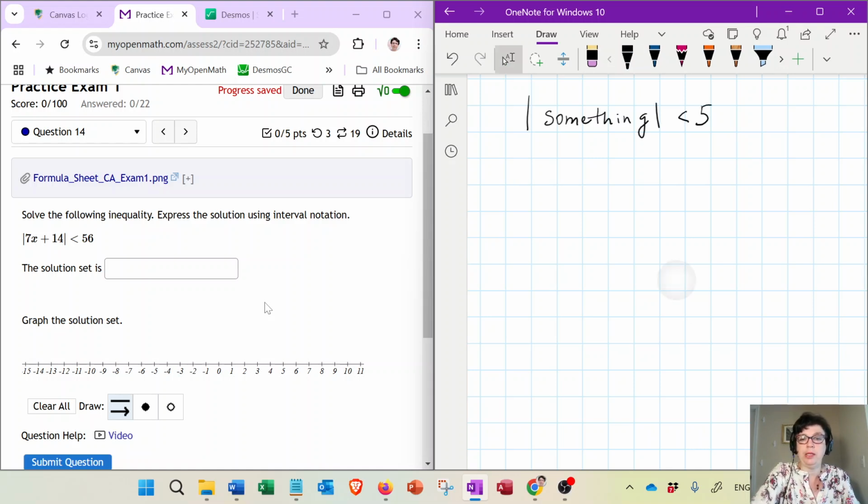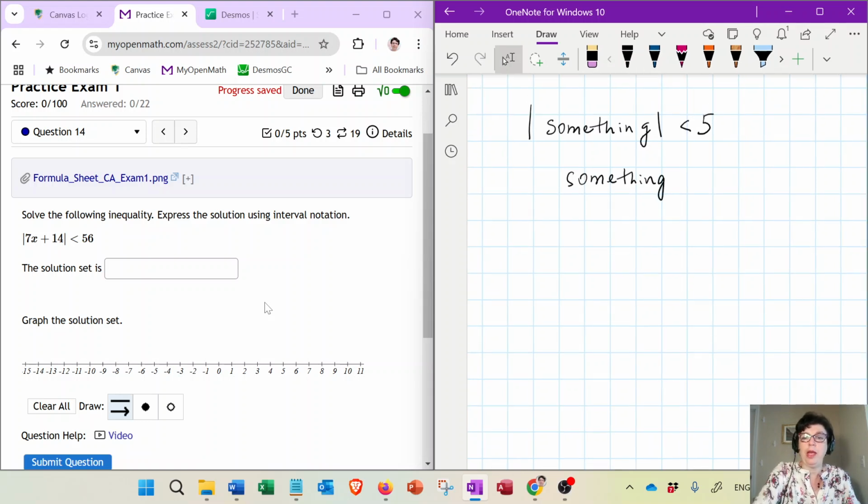Then what that means is this something, that's going to be your next line. You need to drop the absolute value and just surround this something by 5 and negative 5. And the inequality will not change. It's still going to be less than. If it was less than or equal to, it'll be less than or equal to on both sides.